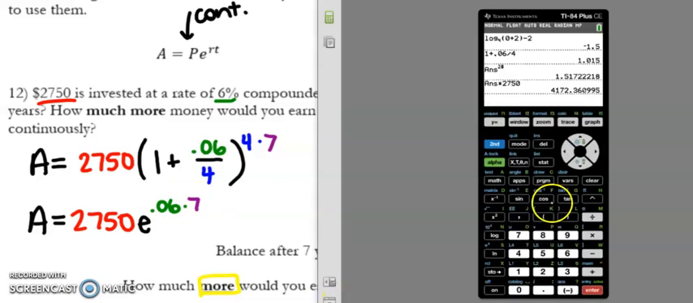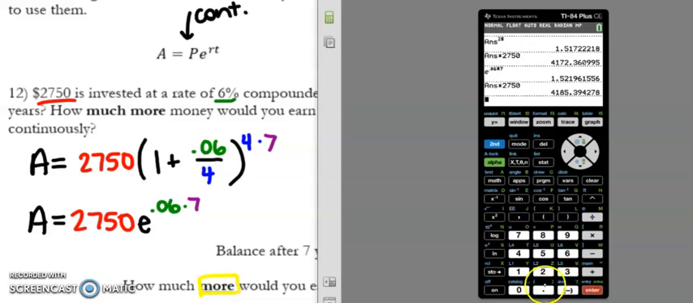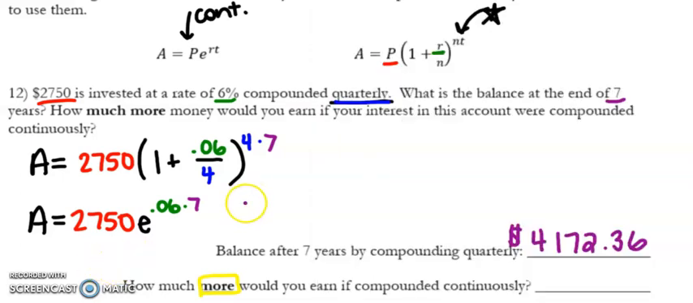So in my calculator, I'm going to go second E raised to the 0.06 times 7. If you have the older calculator, make sure that you have the times 7 in your exponent. And multiply that by 2750. I get 4185.39.